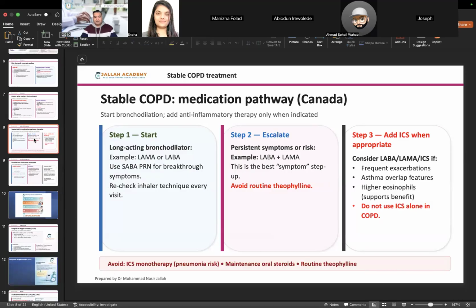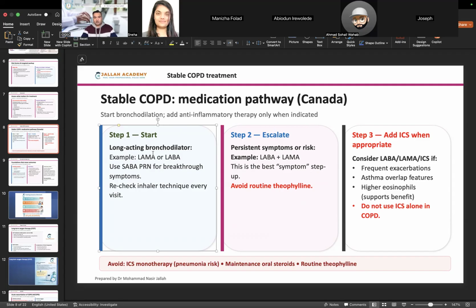All right, so a stable COPD and medication pathway. Start with bronchodilator and then add anti-inflammatory therapy only when indicated. So we do use this anti-inflammatory drug if the patient is basically moving on to bronchitis and there's frequent exacerbation, then you can add the anti-inflammatory medication.